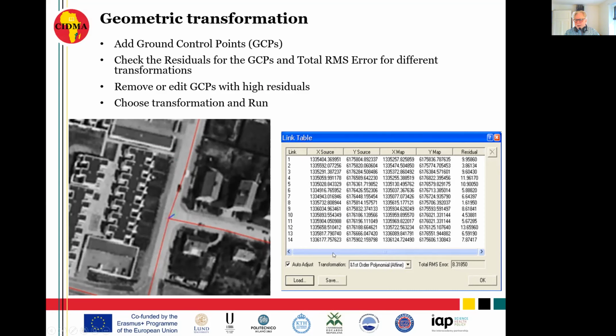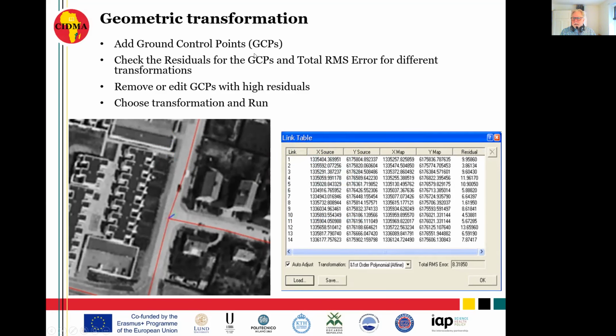So here we have a file with, in this case, 14 GCPs. We have the X source, which then would be the image space, and Y source, the Y coordinate in the image space. And here we have the coordinate system. So this one is actually going from one coordinate system to another. And here we have the residuals telling us, if we use this transformation, what is the error of these ones.